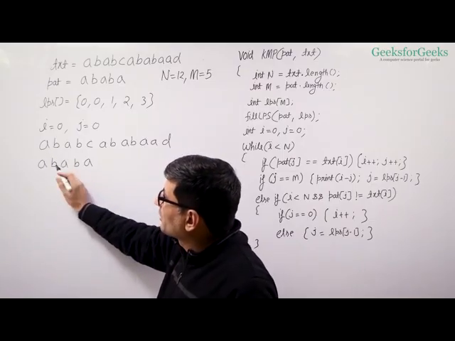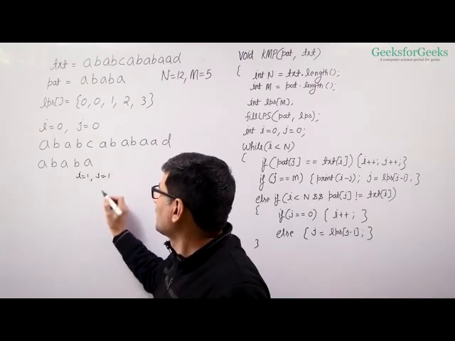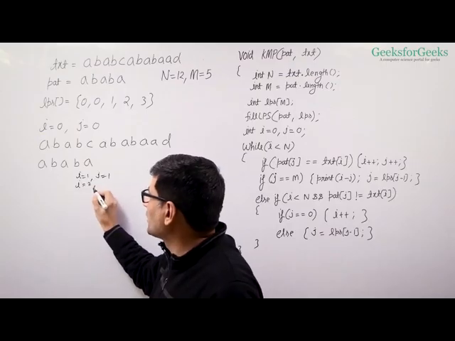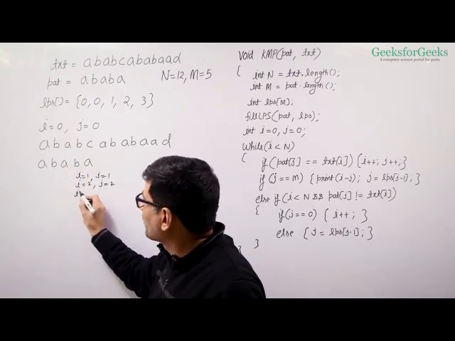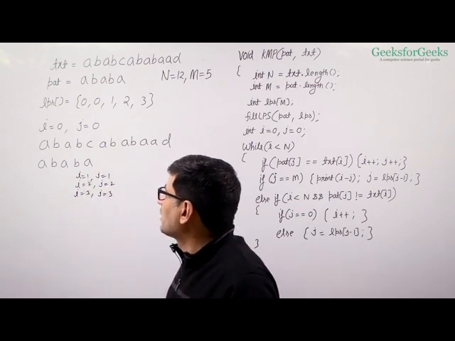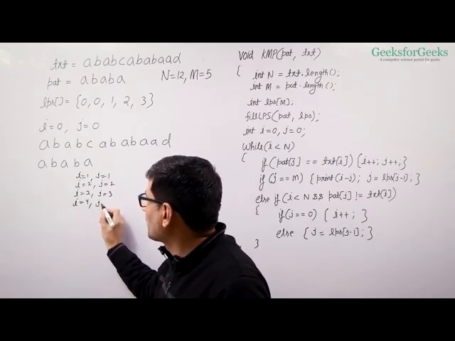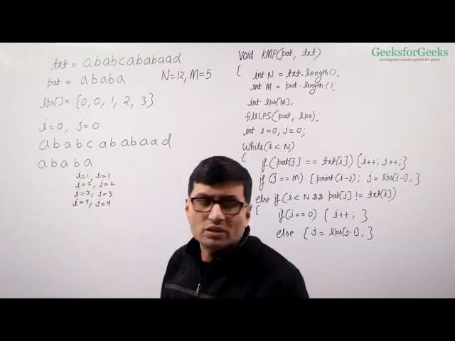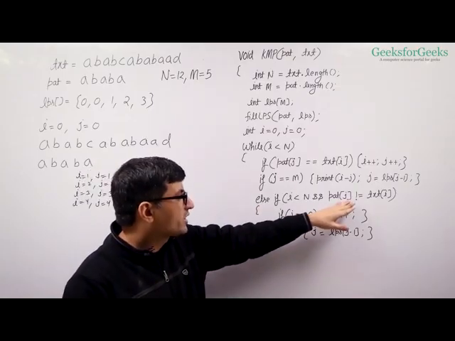Matched, we came here. We now have i equal to 1 and j equal to 1. So they also matched. Now we have i equal to 2 and j equal to 2. They also matched. Now we have i equal to 3 and j equal to 3. They also matched. Now we have i equal to 4 and j equal to 4. And when i is 4 and j is 4, they do not match. Right? So we come into the case that characters do not match.